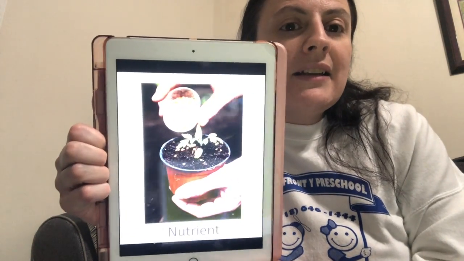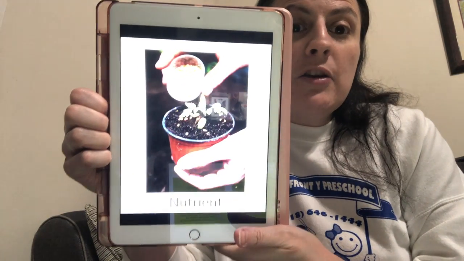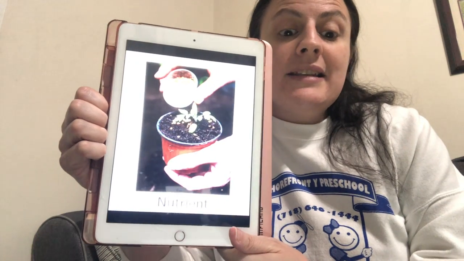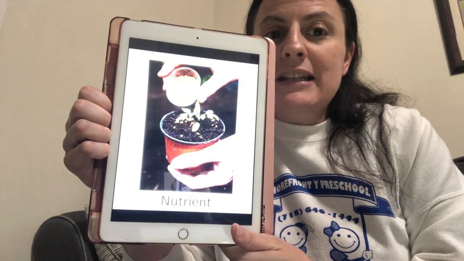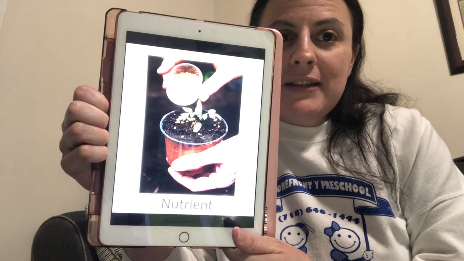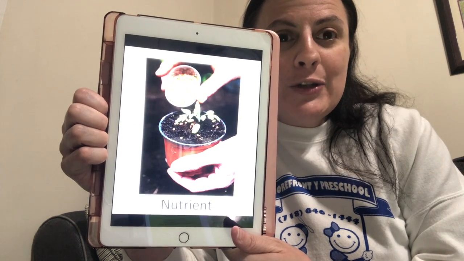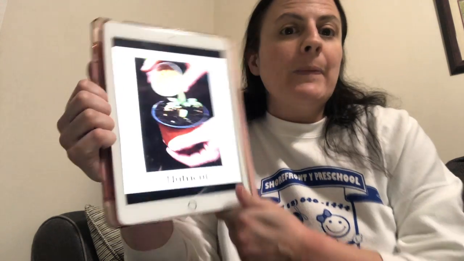Nutrient. Now, we're going to go over these words one more time. I'm just telling you what they are. Nutrient. An essential food that plants or animals need to grow. So the person here is putting nutrients into the soil to help the plants grow.